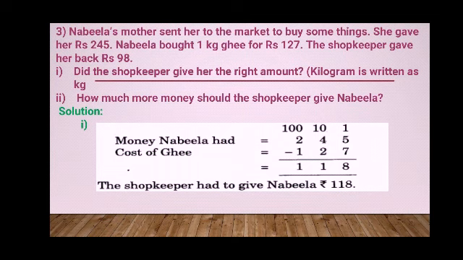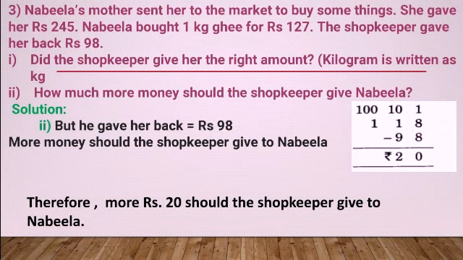So money Nabila had, 245. Cost of ghee equals 127. So we can subtract. After subtraction we have got 118. Here also I have written 110 and once. You can write it. So as the shopkeeper did not give her the right amount, we have to find out how much more money the shopkeeper should give to Nabila.